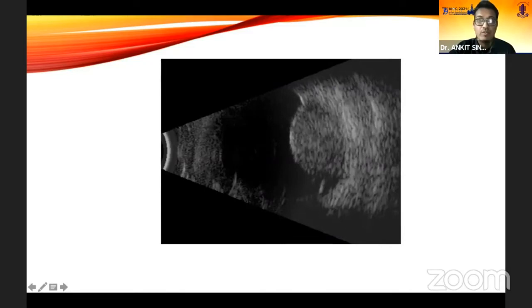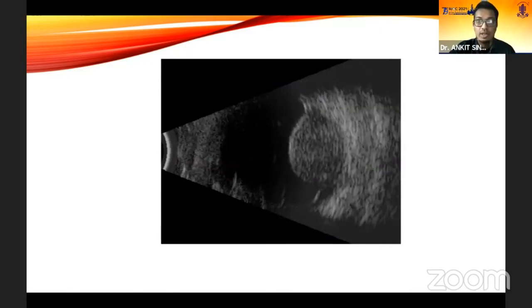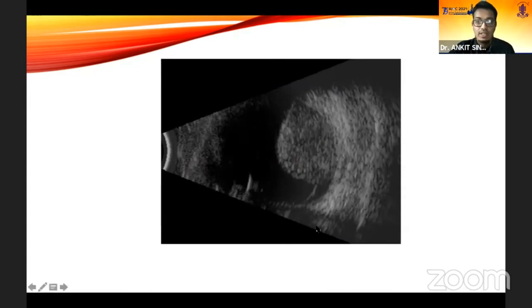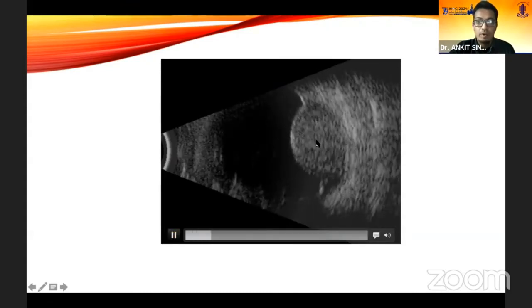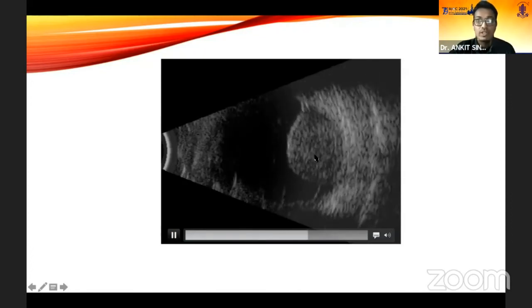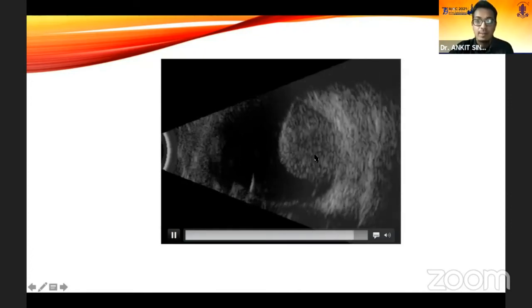To describe this ultrasound video, it's a dome-shaped choroidal lesion with low to moderate internal reflectivity. You can see that there is an adjacent exudative detachment, and we cannot observe any extrascleral extension. If you notice closely, there is some amount of twinkling seen in the matter of the tumor, which is suggestive of tumor internal vascularity.